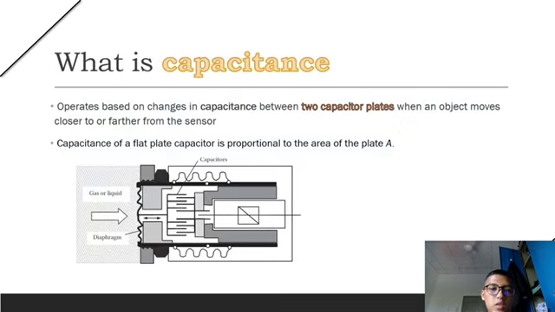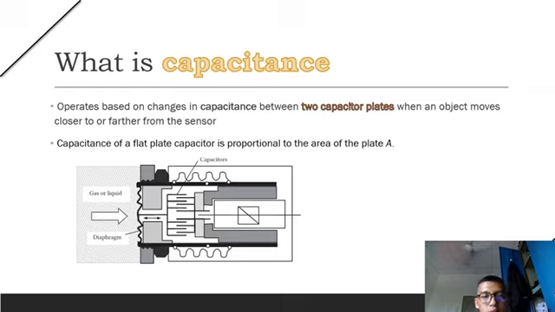So, what is capacitance? The capacitive sensor operates based on the change in the capacitance of two capacitor plates when an object moves closer to or further from the sensor. The capacitance of a flat plate capacitor is proportional to the area of the plate.